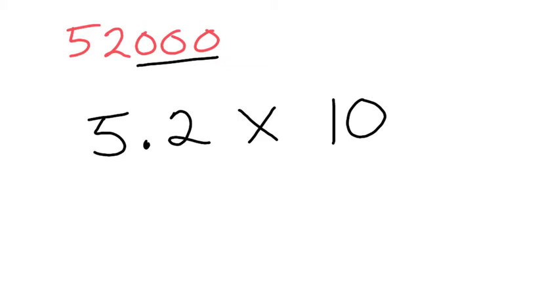Now, the way you figure out what the exponent is you say, okay, where's the real decimal in this number? It's here. Where's the new decimal I'm putting in the number? It's here. How many spaces is that? 1, 2, 3, 4. So that is how you write 52,000: 5.2 times 10 to the 4th. Let's do another one.